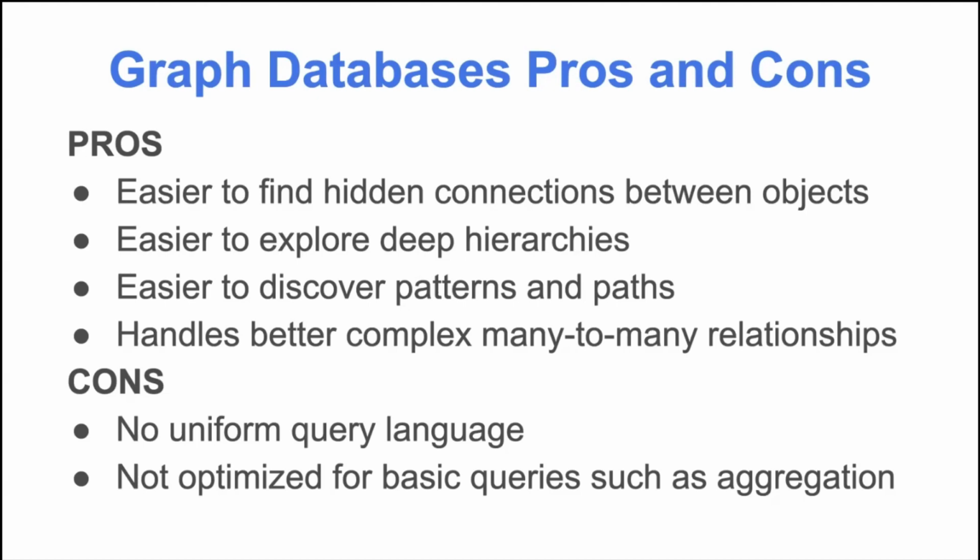The cons here are, first, there is no uniform query language. For relational databases, we have a standard language called SQL. That means if you're using one technology and another technology, you can communicate with them using a single language, and that's easy. You can easily translate between different technologies. But for graph databases, we have different graph databases, and they all have their own language. You have to learn how to communicate with each one differently. They have different nuances, different syntax, different languages.